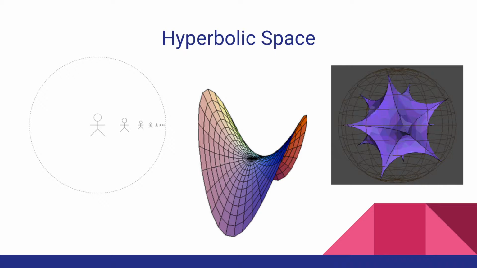In hyperbolic geometry, the sum of the angles in a triangle is equal to 180 degrees minus the defect. The area of a hyperbolic polygon is equal to pi divided by 180 times the defect.